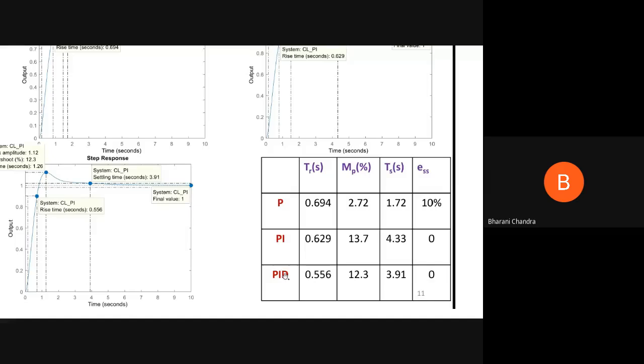And when I use the PID controller, the derivative term also comes into the picture. I'm just showing you the time domain response. There is an improvement in the rise time and a slight improvement in the peak overshoot. Again there is some improvement in the settling time, and the steady state error is zero. However, this improvement is not much compared to the PI controller. So for practical reasons, I will go with the PI controller with ESS as zero.